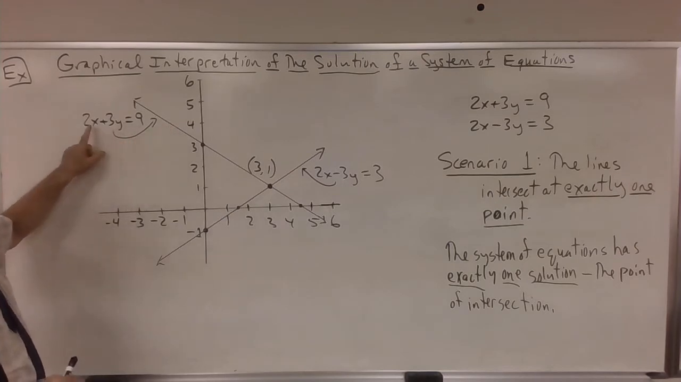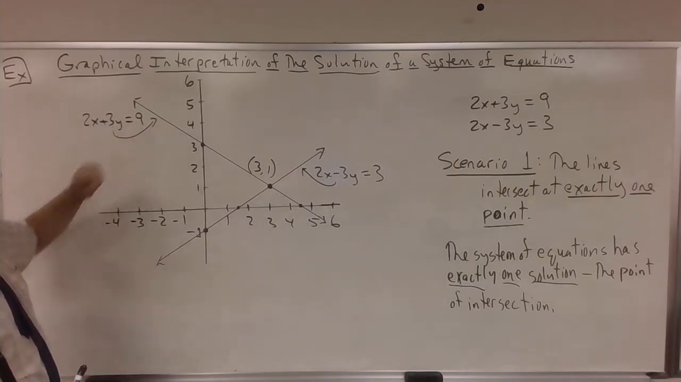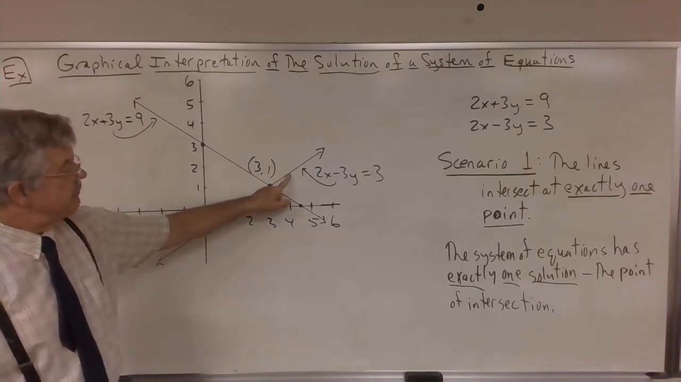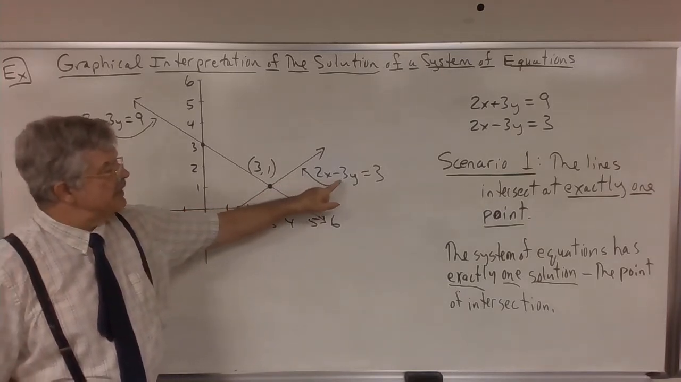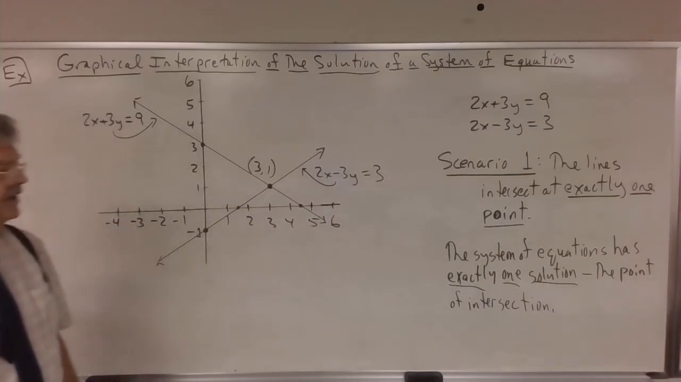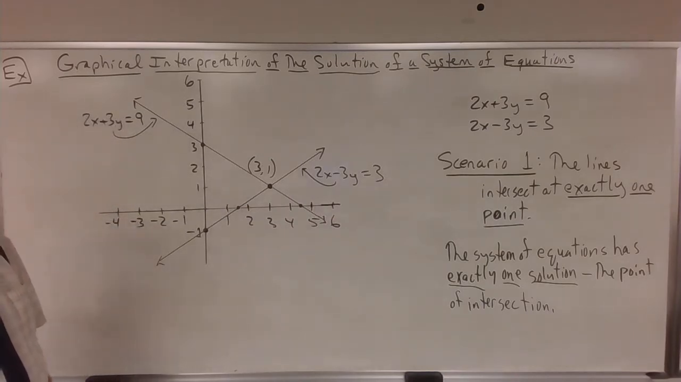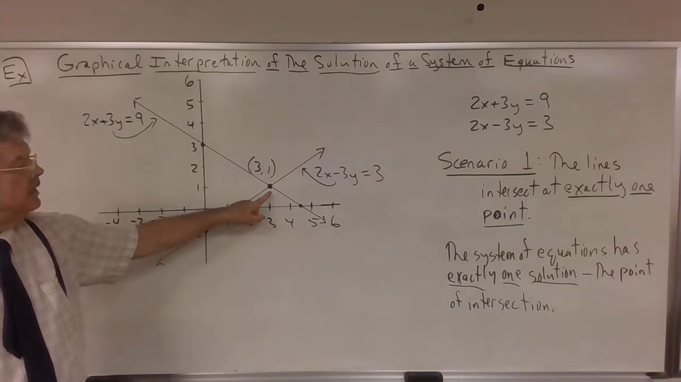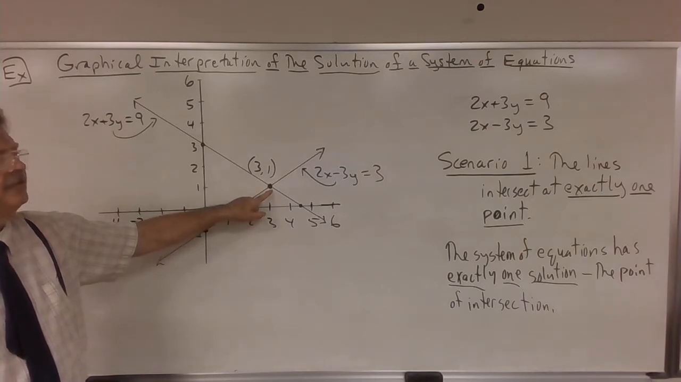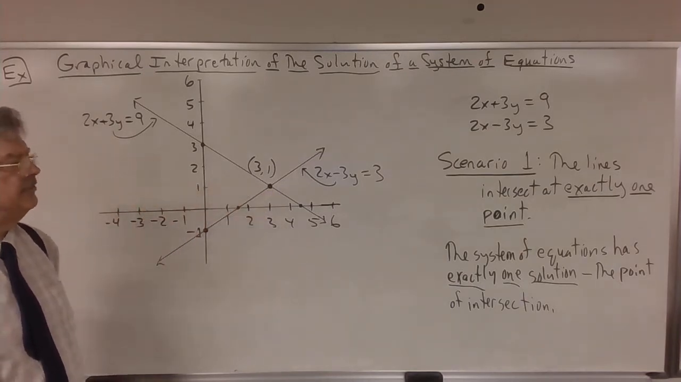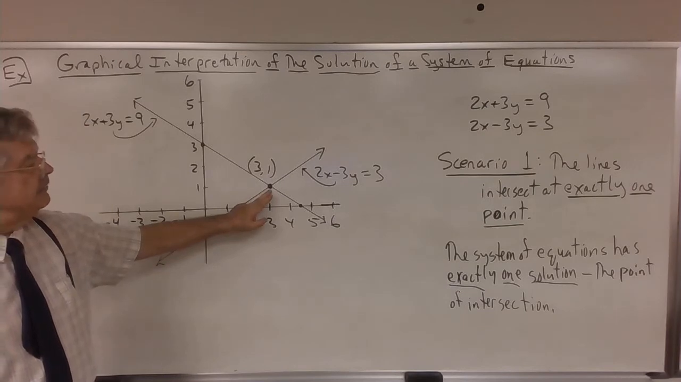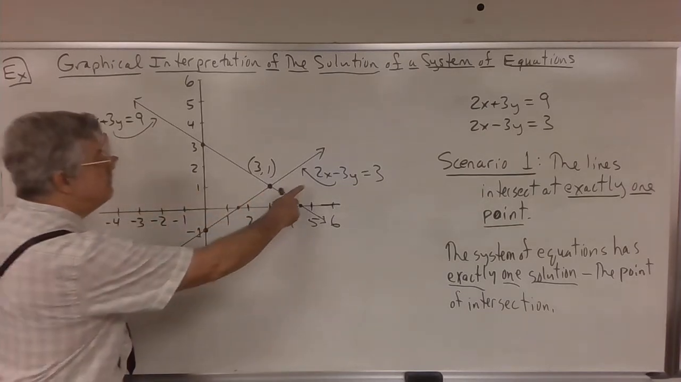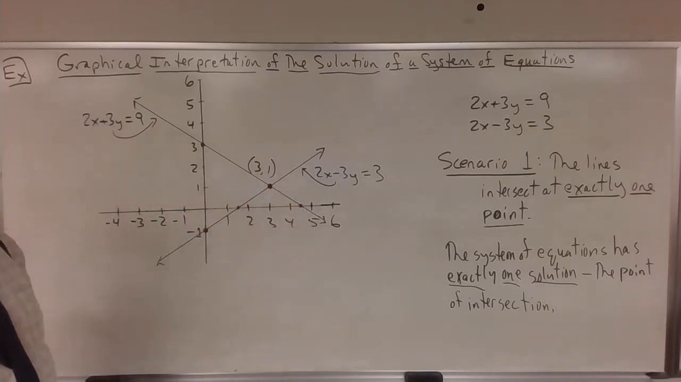This line represents the equation 2x plus 3y equals 9. This line represents the equation 2x minus 3y equals 3. The lines intersect in exactly one place. So this is the only solution to the system of equations. This point of intersection is a solution to both of these equations.